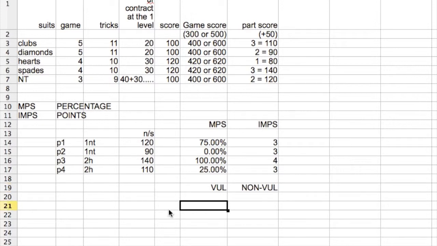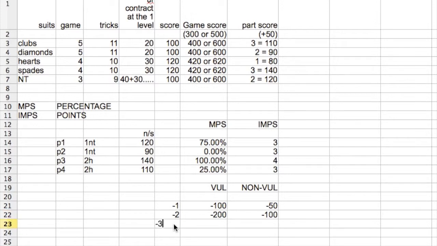Okay, and you go down 1. Is it doubled? No, it's not doubled. If you're vulnerable, you get a -100. If you're not vulnerable, it's only 50. You go 2 down, it's -200. Not vulnerable, well, just 100.